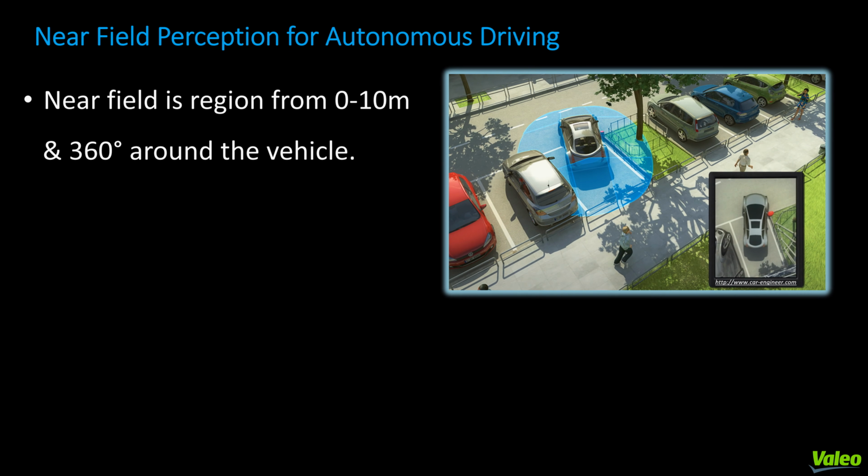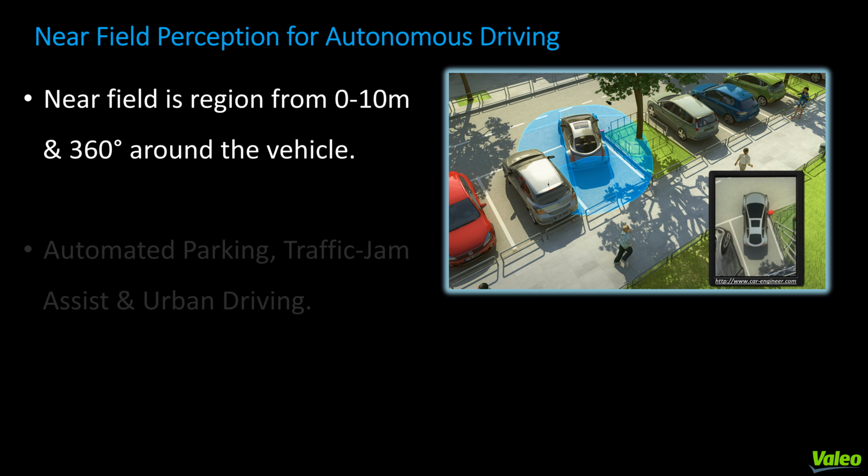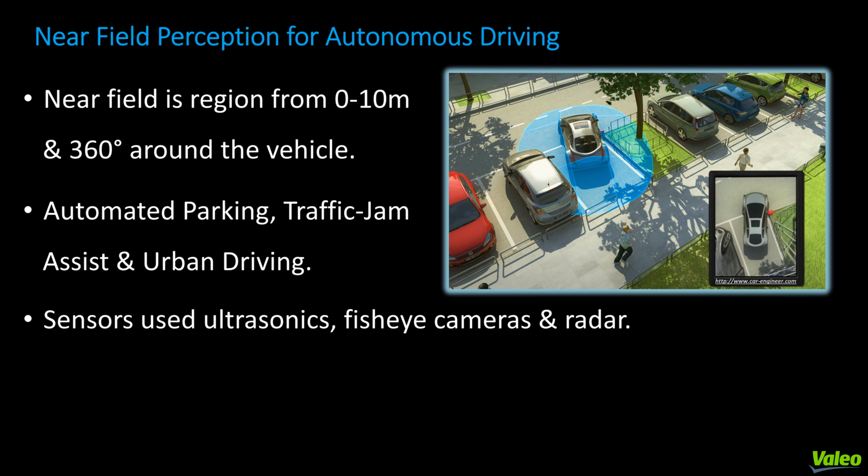Near field perception for autonomous driving is a region from 0 to 10 meters and 360-degree coverage around the vehicle. Some of its use cases are automated parking, traffic jam assist, and urban driving. The sensor suite includes ultrasonics, fisheye cameras, and radar.